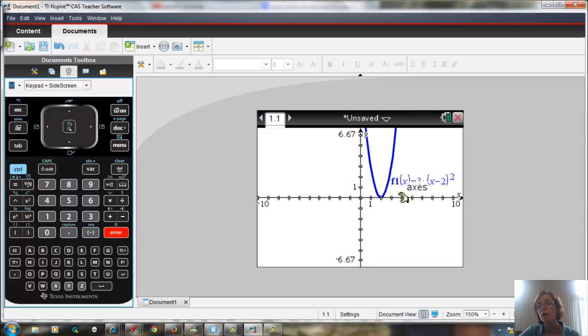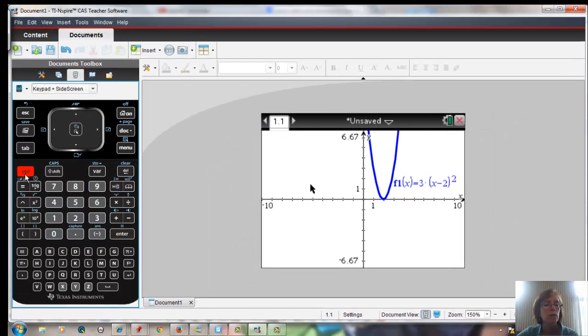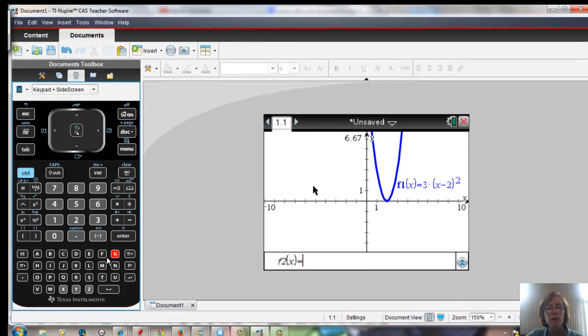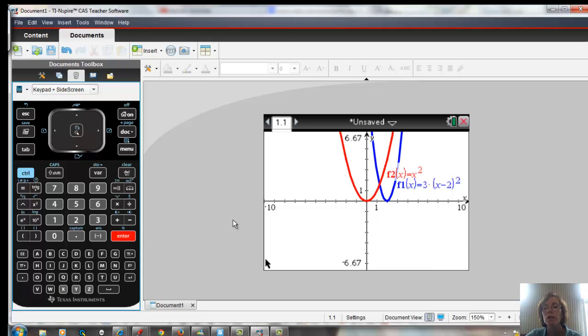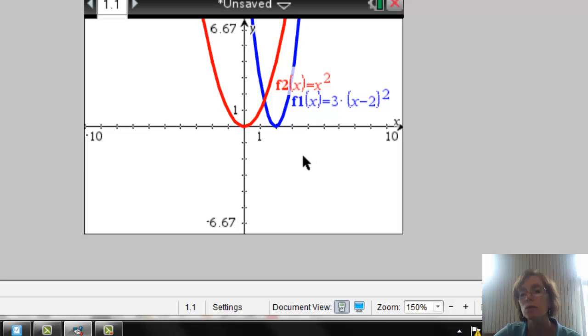This is f of x equaling 3 times x minus 2 squared. Notice it's skinnier than the parent function. Let's get the parent function up here too. So to get another equation line, we would just do Control and G. That brings up another equation line for us to type in. And let's just do x squared. Here's our parent function. So that's our parent function, and the one I did after that is narrower, as you can see, because of the 3, and it has been shifted 2 units to the right.